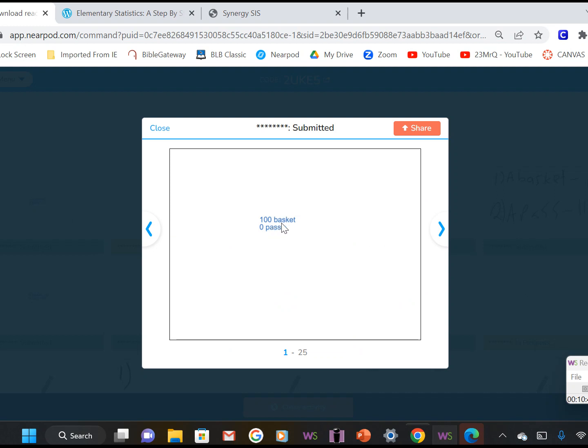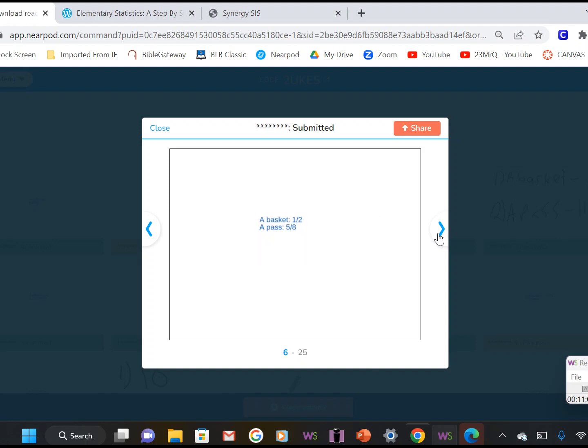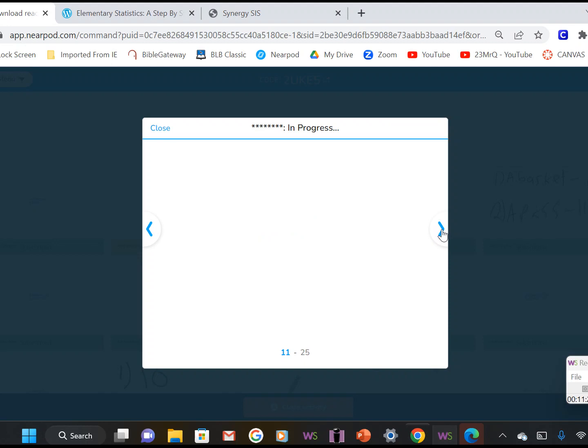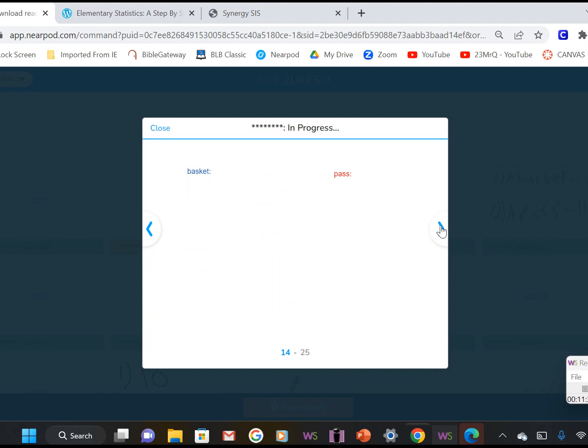So somebody put 100 basket, 0 pass. Okay. I'm assuming that's percentage. Okay. Basket, 40%. Okay. 60% basket, 40% pass. 11.5 basket and then 11.5 pass. All right. Half basket, 5/8 pass. Okay. 55 basket, 45 pass. 100 pass, 100 basket. 50-50. 70-30. 1/2, 3/4. 10-8. Okay. Basket and pass. Okay.